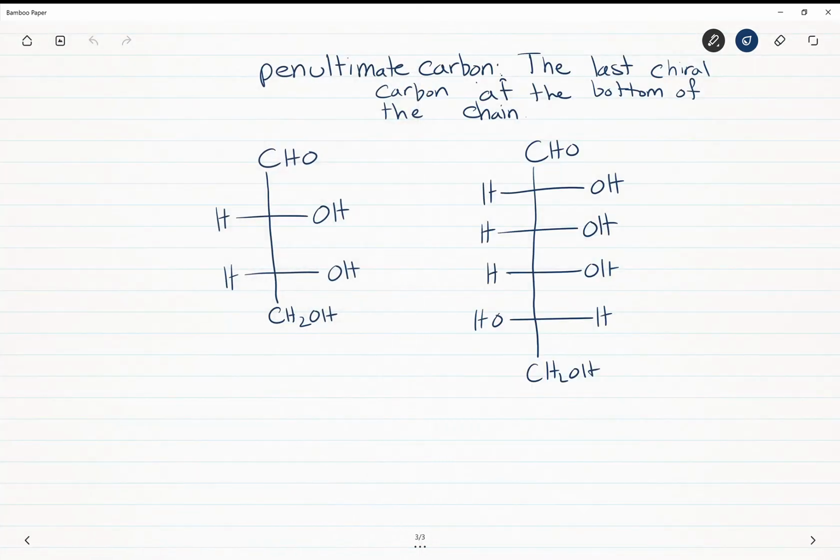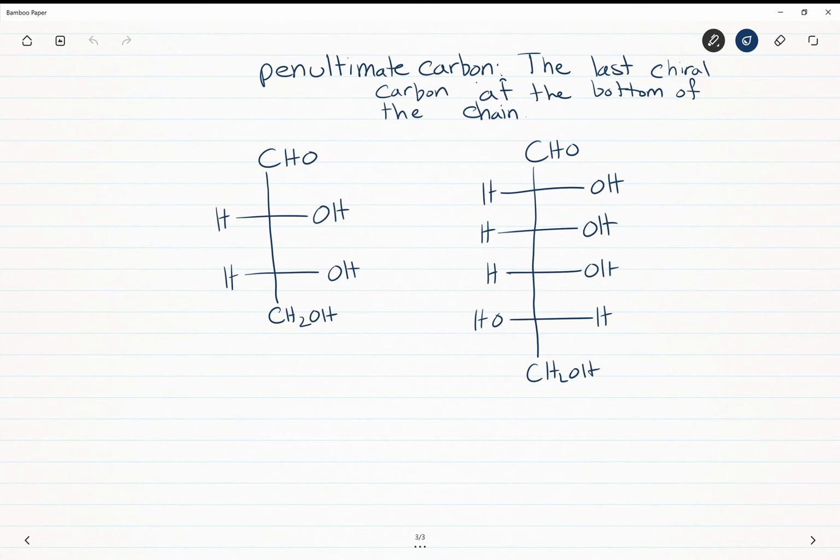Moving on to another concept of Fischer projections, instead of using the S and R configuration when we're dealing with chirality, we use the L and D for our monosaccharides. And so when the monosaccharides are drawn in a Fischer projection, we're going to look towards the penultimate carbon, and the penultimate carbon will be the last carbon at the bottom of the chain that is chiral.